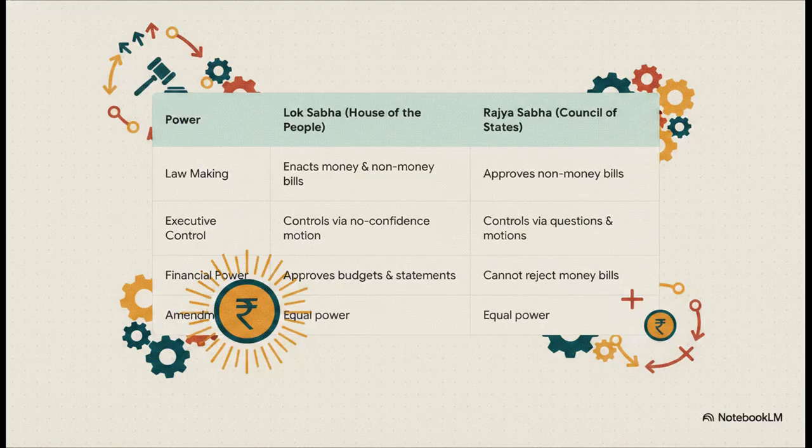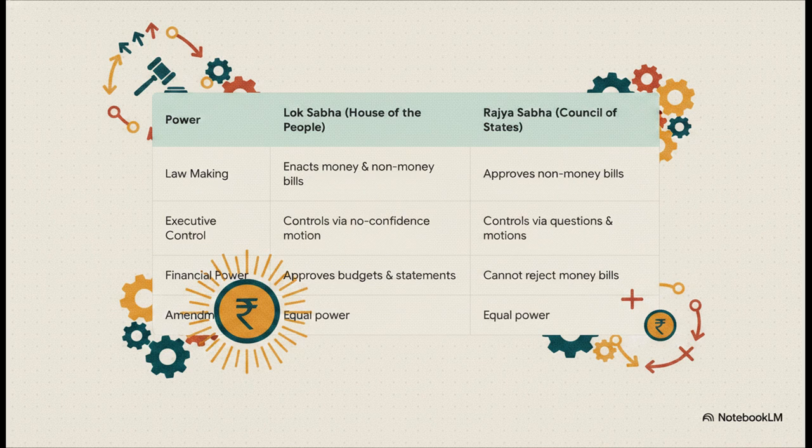So if you look at how this power is split, you'll notice right away, it's not a 50-50 deal. Sure, on some things, like amending the Constitution, they're pretty much on equal footing. But then you get to the really critical stuff. Take executive control. Only the Lok Sabha can actually bring down the government with a no-confidence motion. That's a massive power. And when it comes to money, wow, the Lok Sabha pretty much holds all the cards.